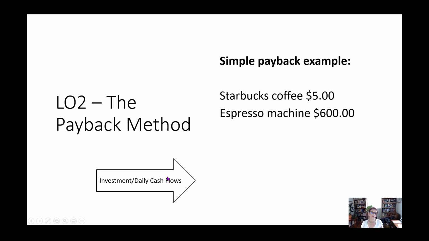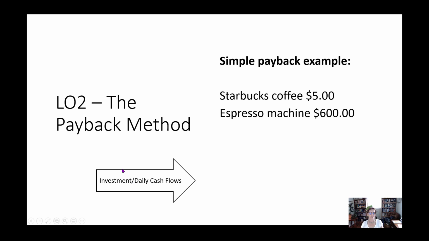All right, so let's take a look at the payback method. The payback method simply says how long is it going to take the company to get its money back again. So we're going to take a look at a very simple payback example. Let's say that every day you go to Starbucks and you buy a coffee for $5. Now, an espresso machine could make the same coffee that you buy every day. The espresso machine would cost $600. Now, we're going to take a look at how long will it take you, if you buy the espresso machine, to earn that back by not having to pay for your coffee every day.